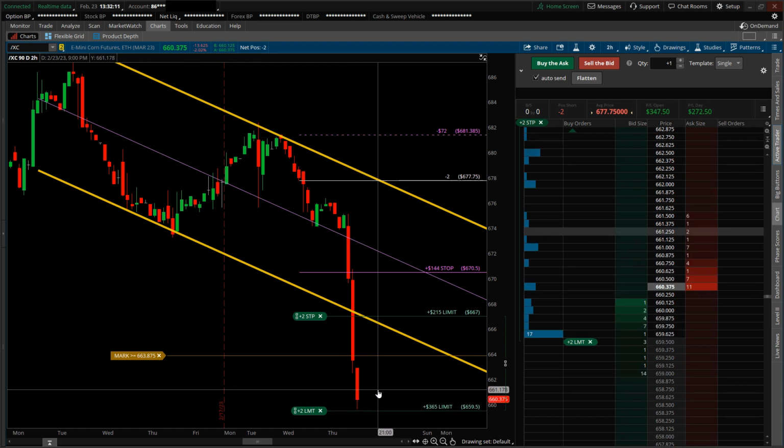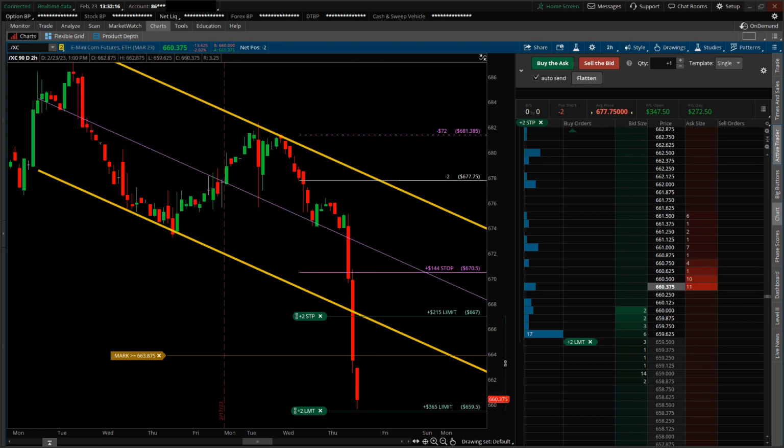So this might take another few minutes. I'll go ahead and pause it again, and I'll pick it up hopefully before it gets closed out. If not, I'll do one after this trade is closed. More to follow.